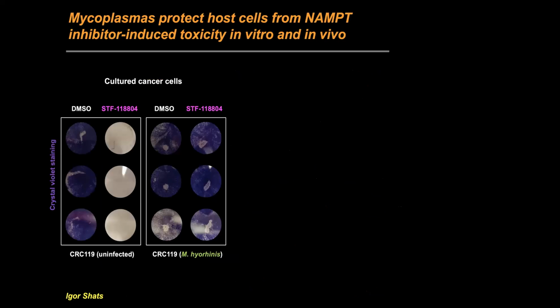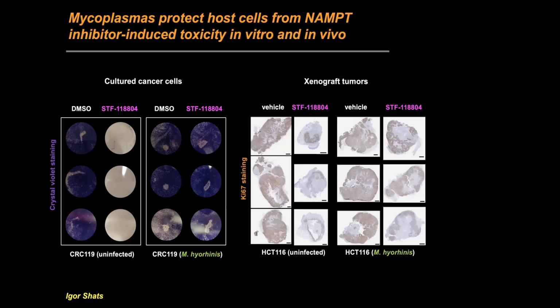The story started when Igor Shats, a staff scientist in my lab, accidentally found that cells contaminated with mycoplasma are protected from NAMPT inhibitor-induced death. As you can see here, when human cells are cultured in media containing about 8 micromolar nicotinamide, they are hypersensitive to the STF treatment, which is a NAMPT inhibitor. However, when they are contaminated with mycoplasma, they are protected from this death. This protection also occurs in vivo. As you can see here, when xenografted into nude mice, tumors contaminated with mycoplasma are protected from NAMPT inhibitor-induced inhibition of proliferation.